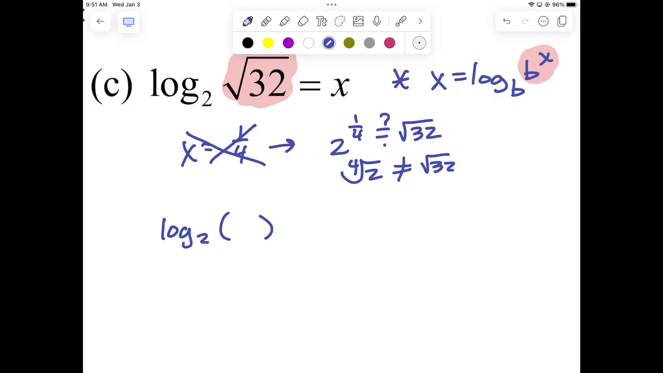The square root's going to take it to the what power? 1/2 power. Good. And now 32. Is 32 a power of 2? It's one that you will memorize if you don't get accustomed to it. It is. It's 2 to the what power?